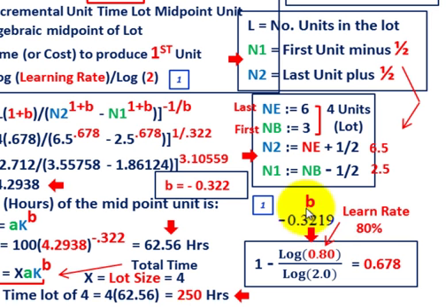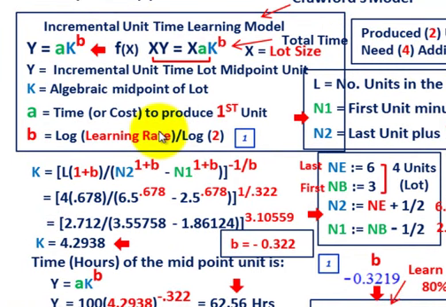Now we're further going to subtract this B exponent, the learning rate exponent, from 1, and that gives us 0.678. We're going to use that later in our problem. But what we have to be concerned with is this negative 0.3219 for B. Okay, so there's our learning rate.